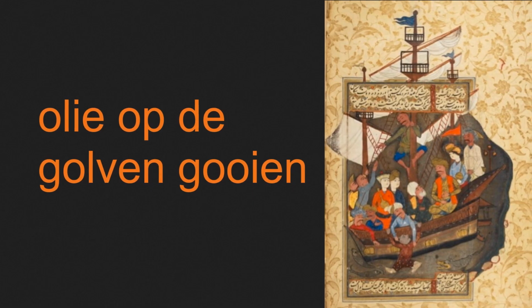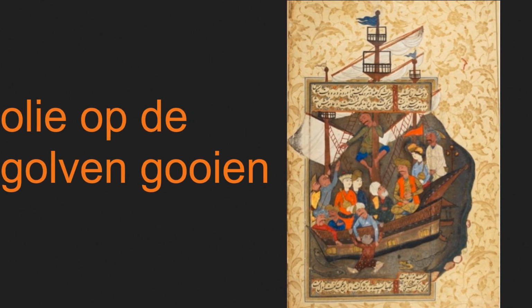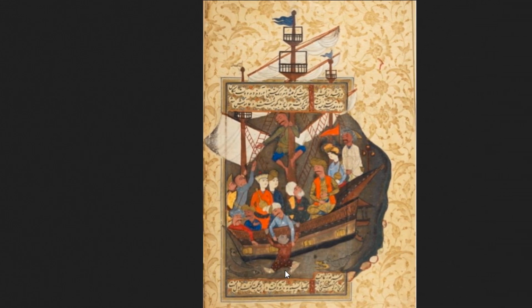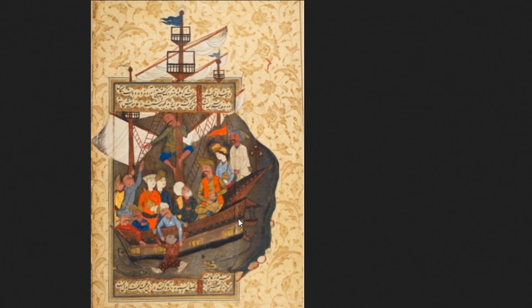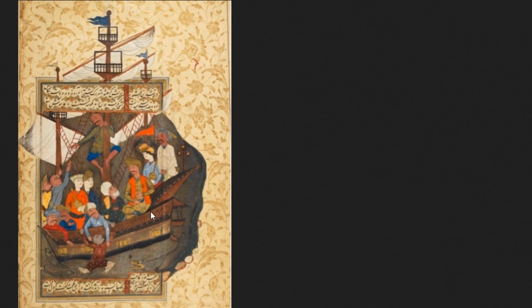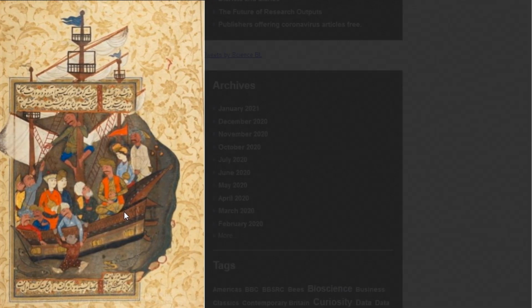Olie op de golven gooien is a Dutch saying, which literally means to throw oil on the water. And as we can see in this picture, occasionally sailors used to throw whaling seamen over the side, give them a dunk and calm them down. And that's a similar idea to throwing oil on the water. Put oil on the water and it will calm the waves down.